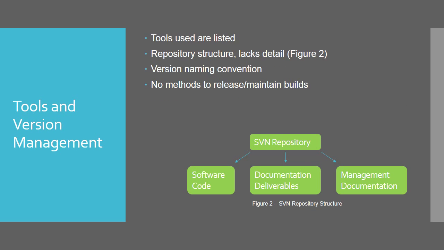The section on tools correctly identifies all of the software mechanisms used by the project group and describes their functions. Within this section, the SVN repository structure is described, but only mentions the highest level of the structure's hierarchy. No specific information on the lower levels of the repository is provided, which yields a lack of detail pertaining to the repository's contents. The section on version management defines the naming convention used to identify various versions of the software that have been developed. While the naming convention is well explained with easy-to-understand language, there is no mention in this section on how various builds of the system are to be released or maintained.